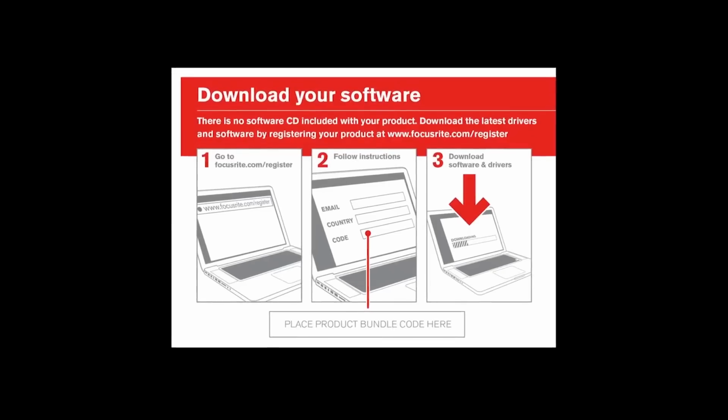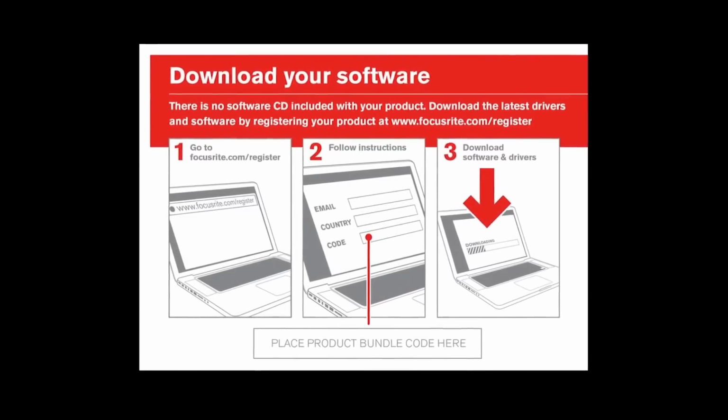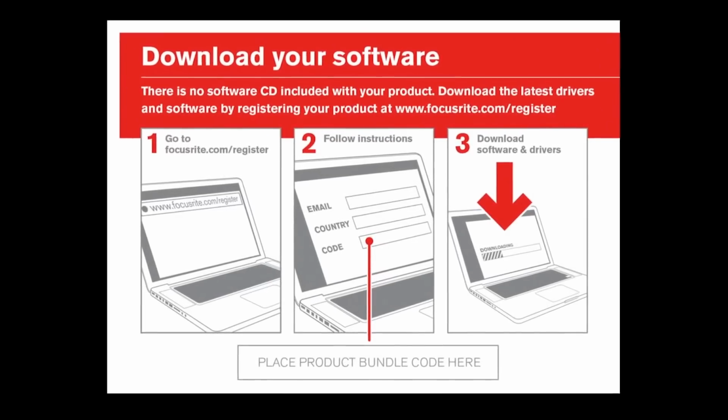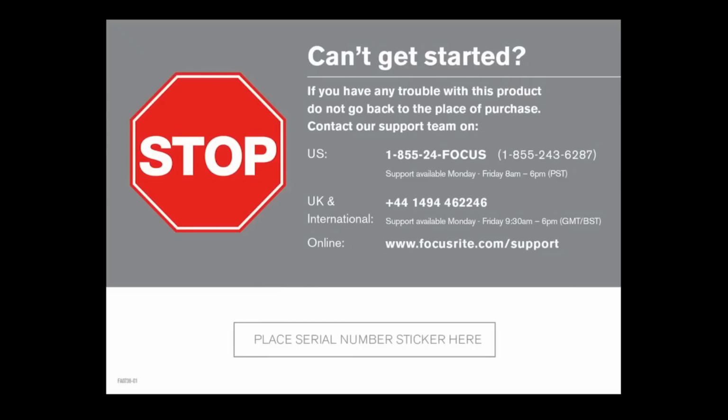You will notice there's a red and white card included in your 2i4 box. As per the instructions, go to focusrite.com/register, follow the instructions, and finally download the relevant software and drivers. Should you run into problems, please turn the card over and all contact details are available.